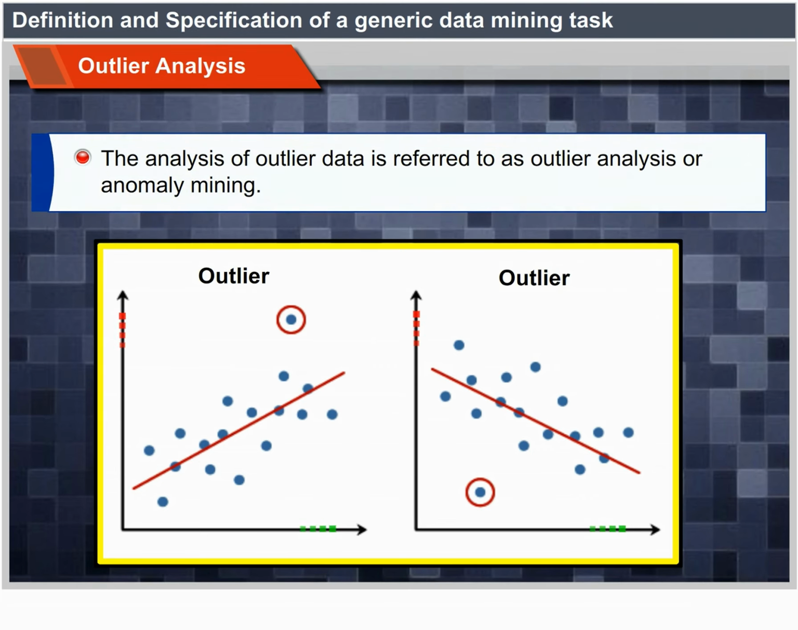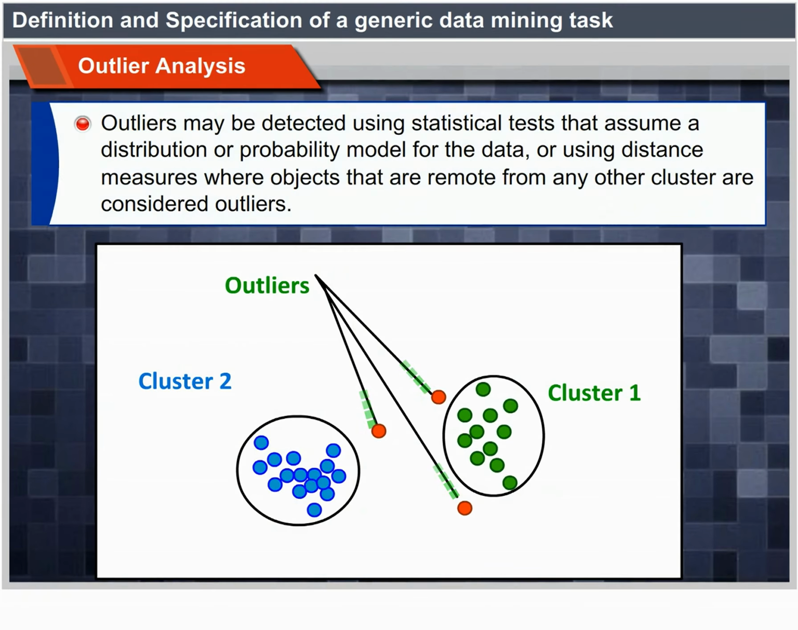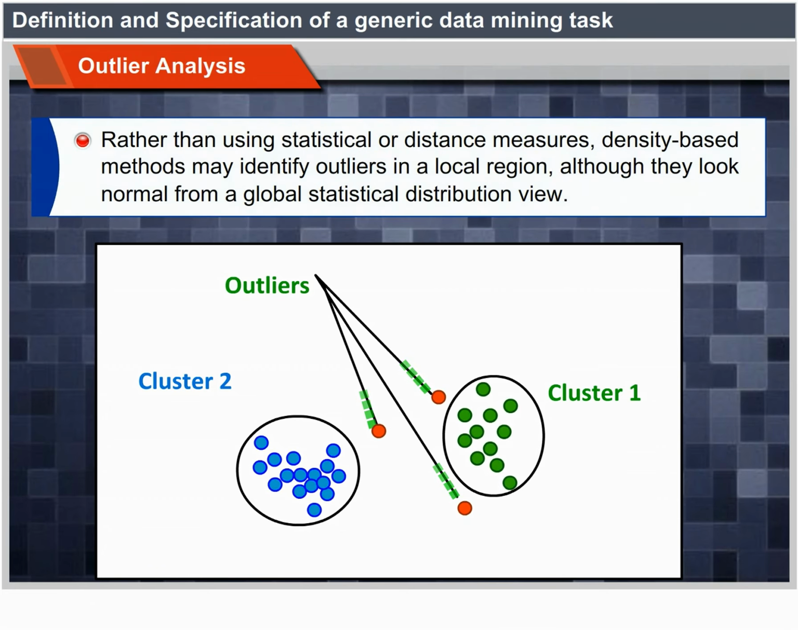Outliers may be detected using statistical tests that assume a distribution or probability model for the data, or using distance measures where objects that are remote from any other cluster are considered outliers. Rather than using statistical or distance measures, density-based methods may identify outliers in a local region, although they look normal from a global statistical distribution view.